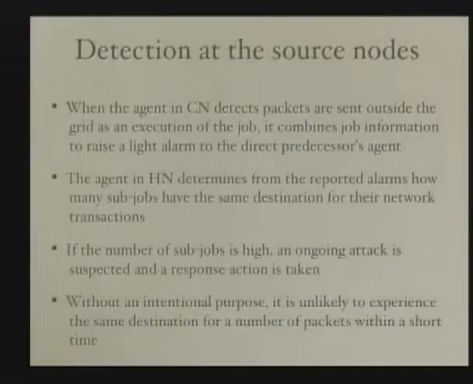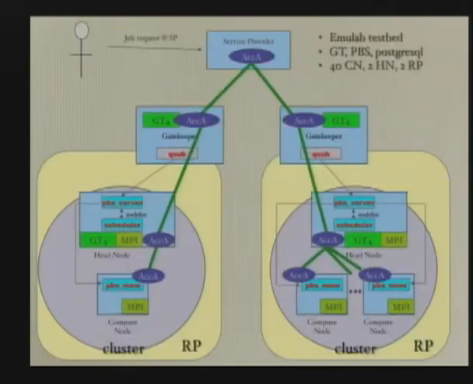Detection at the source nodes, continued. When the agent in compute nodes detects packets being sent outside the grid as an execution of the job, it combines job information to raise a light alarm to the direct predecessor agent. The agent in the header node determines from the reported alarms how many subjobs have the same destinations for their network transactions. If the number of subjobs is very high, we can consider an ongoing attack suspected, and the response action is taken from there. Without an intentional purpose, it is unlikely to see the same destinations for a number of packets within a short time. Based on the two approaches, we did some experiments like here.